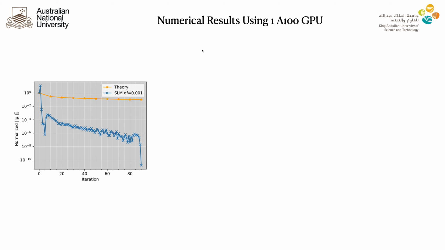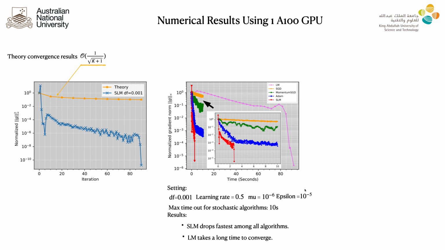Then we show the numerical result using one A100. This is the theory and the practical result. The theory is as we showed on the theory page: 1 over the square root of k plus 1. And this is SLM with data fraction equal to 0.001. Then we compare SLM with LM and also with first-order stochastic methods: SGD, momentum SGD, and Adam. With a linear rate we choose 0.5, and this is mu and epsilon.